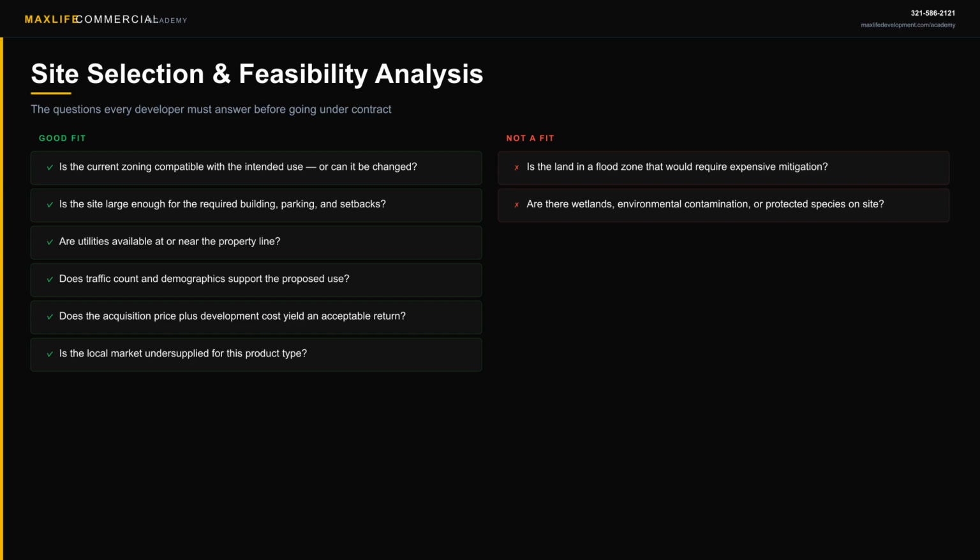If the land is not already zoned for your intended use, can it realistically be rezoned? We will cover entitlements in the next lesson, but know that rezoning is never guaranteed. The political risk is real.